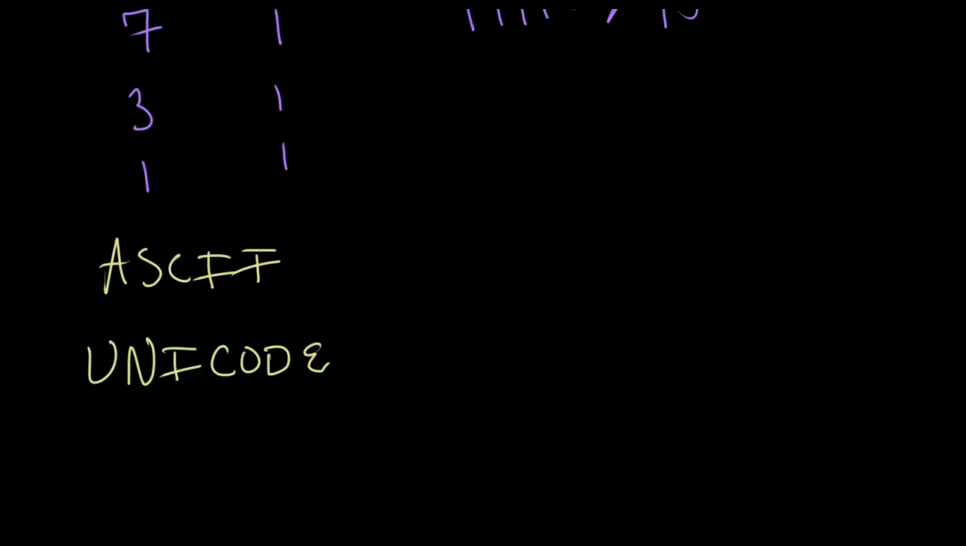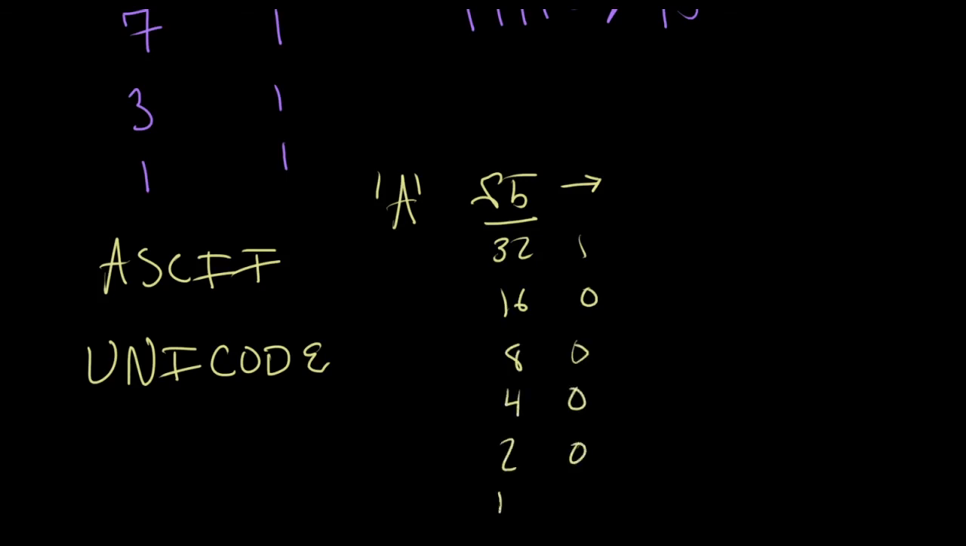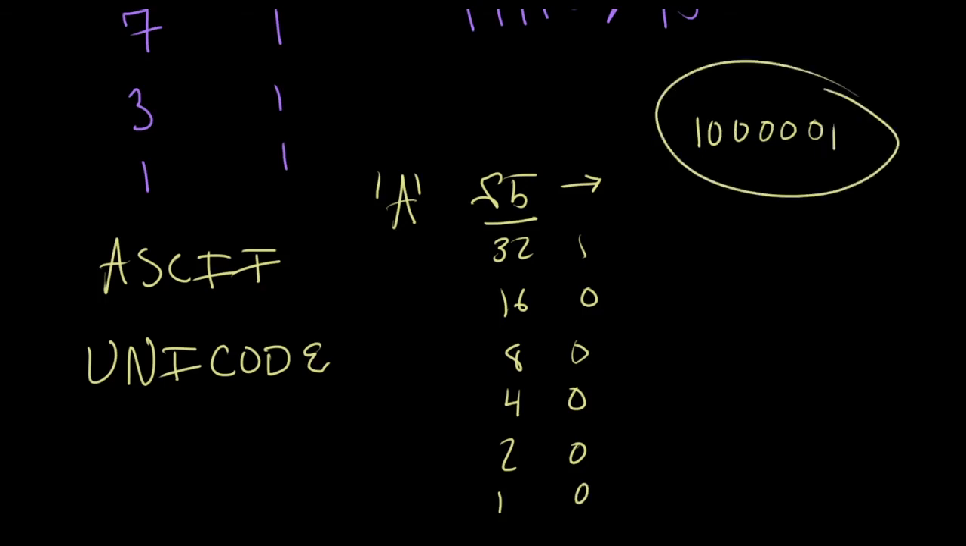So if we take an example of the letter capital A, in the ASCII chart, you can find that it has a value of 65. So now that we have a number for it, we can convert it into binary. So the binary number for 65, well, let's just do our trick. So 65 divided by 2 is 32, remainder 1, and then 16, remainder 0, 8, 0, 4, 0, 2, 0, 1, 0. So that's the number for 65, 1, 0, 0, 0, 0, 0, 1. And that's how you represent capital A in binary.